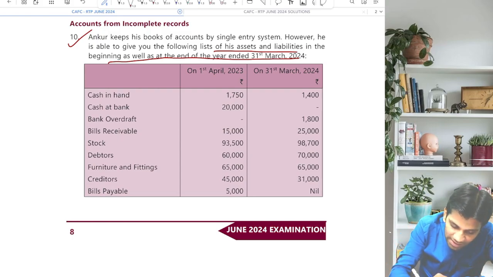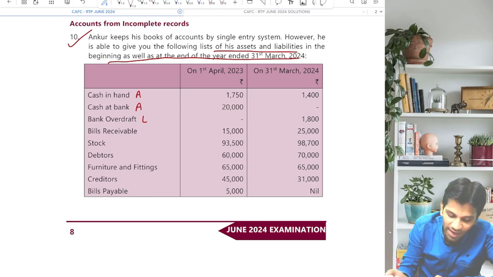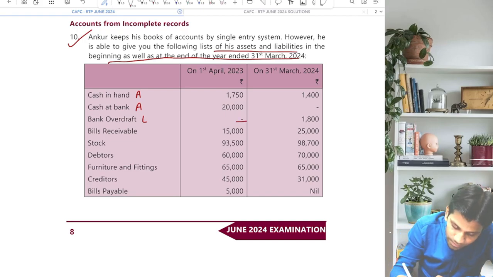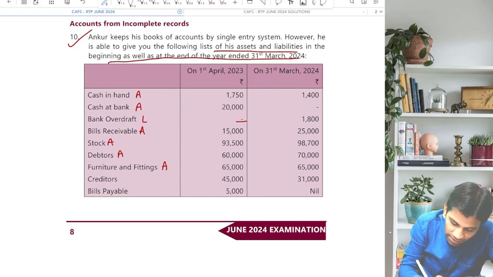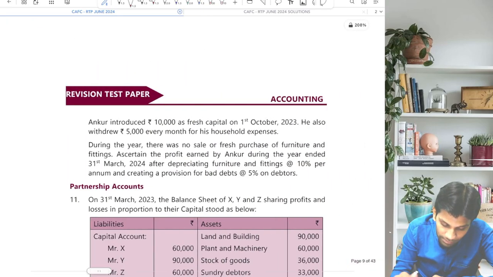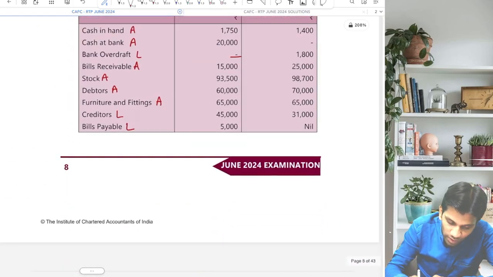Let's start to classify: cash in hand, asset; cash at bank, asset; bank overdraft, liability. No opening overdraft is there, but there is a closing overdraft. Bills receivable, asset; stock, asset; debtors, asset; furniture and fittings, asset; creditors, liability; bills payable, liability. Now, let me check the trial. That's it. The trial balance gets over.